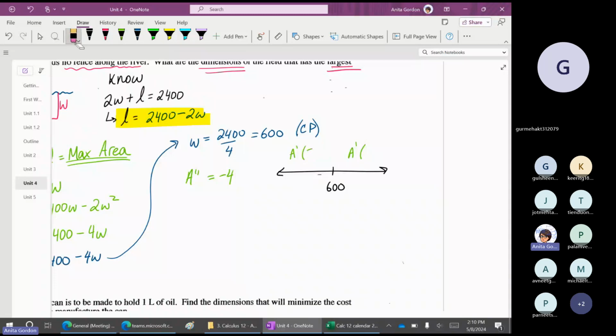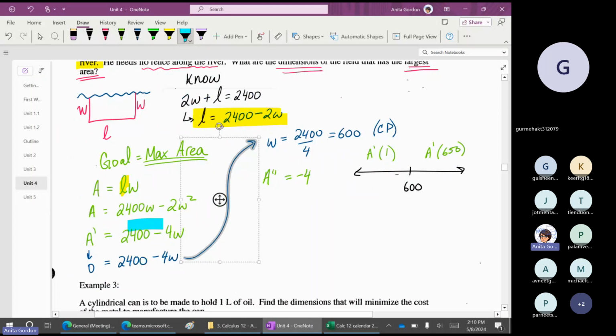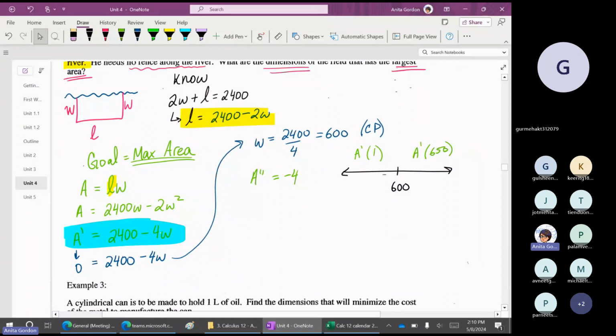Sure, that would make it easy. Let's do 1. And then let's do, I don't know, 650. So you're taking A prime, this equation, and you're putting 1 where the W is, and then you're putting 650. A prime of 1 is positive. Okay, so we have an increasing graph, and then 650, negative, perfect. This is a decreasing graph, so yes, that is maximum. Okay, so to maximize the fence, W must equal 600.